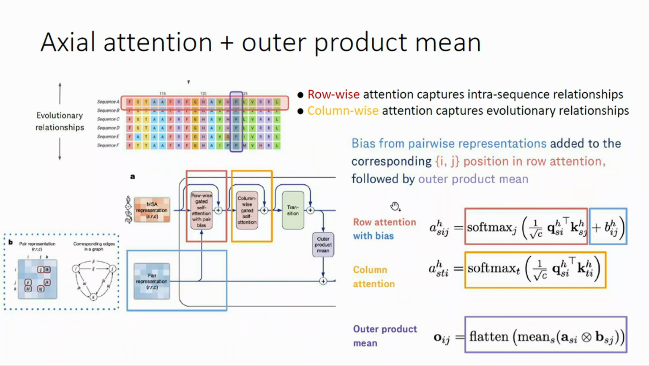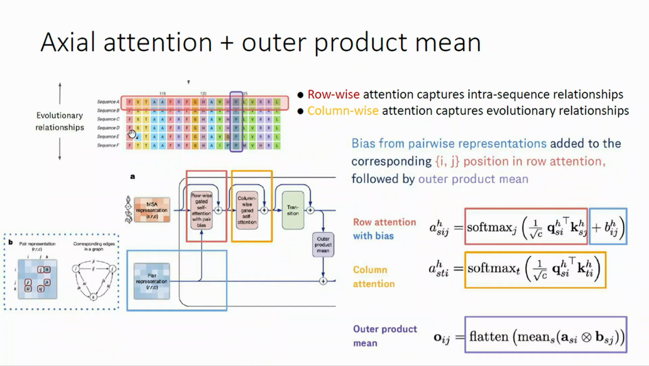Particularly for the row attention, we also add the pair representation bias back to the MSA representation. So the row attention here is slightly different from a normal row attention, where we do want to use some already known pairwise interaction data as the bias.